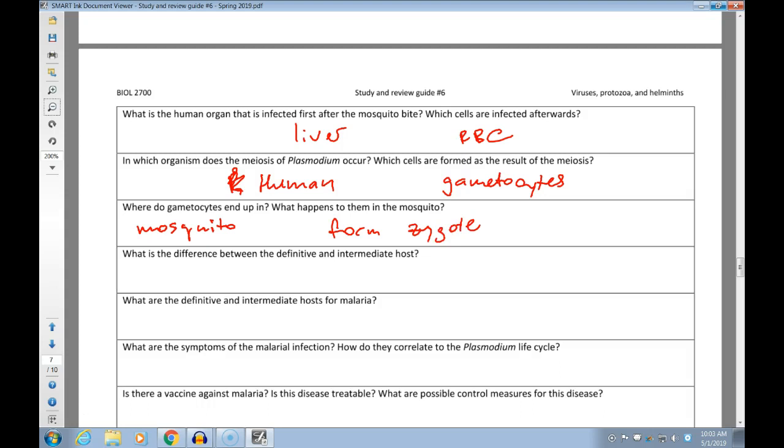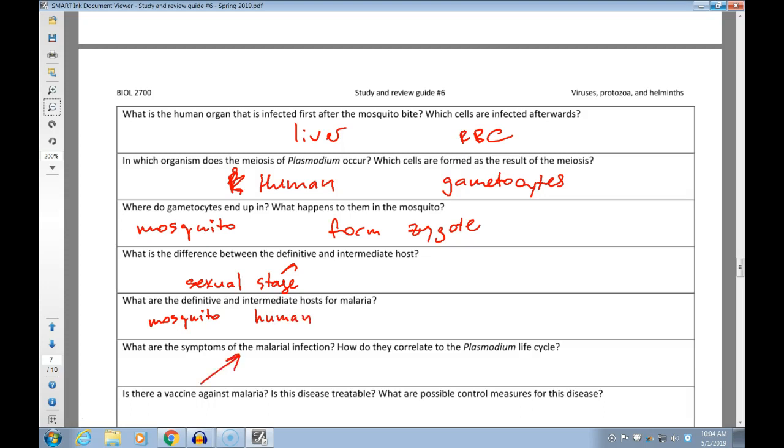Remember, definitive and intermediate host. Definitive host: sexual stage. Either formation of a zygote, like in the case of Plasmodium, or if we apply it to helminths, that's going to be when two helminths have sex. Male and female adult worms have sex and start producing eggs. Okay? Intermediate host, all in between. Definitive host for malaria: mosquito. Intermediate is human.